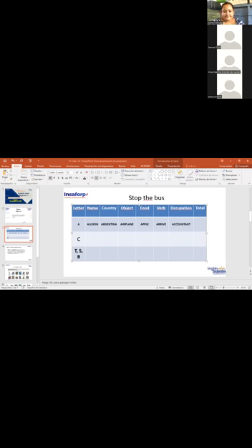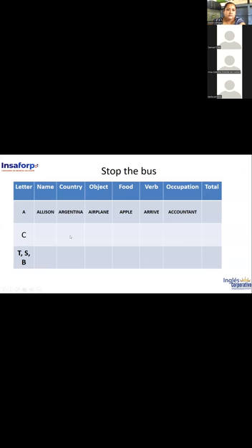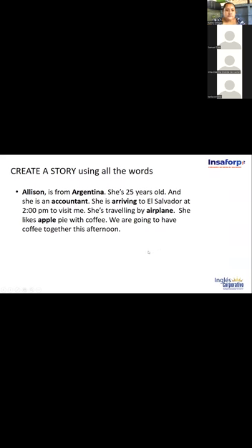Now guys, in the next activity, you will create a story using the words. For example, in the first letter, I have the letter A. We have Allison, Argentina, airplane, apple, array, and accountant. In my story, this is my story. I would like a volunteer to read my story. ¿Un voluntario para que lea mi historia?